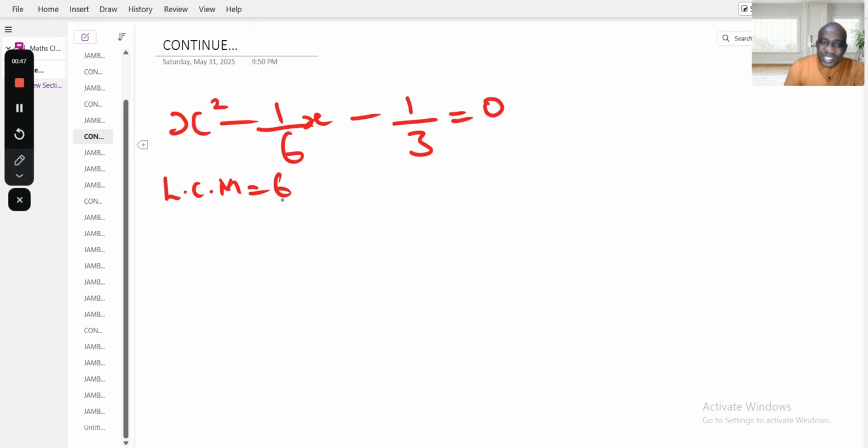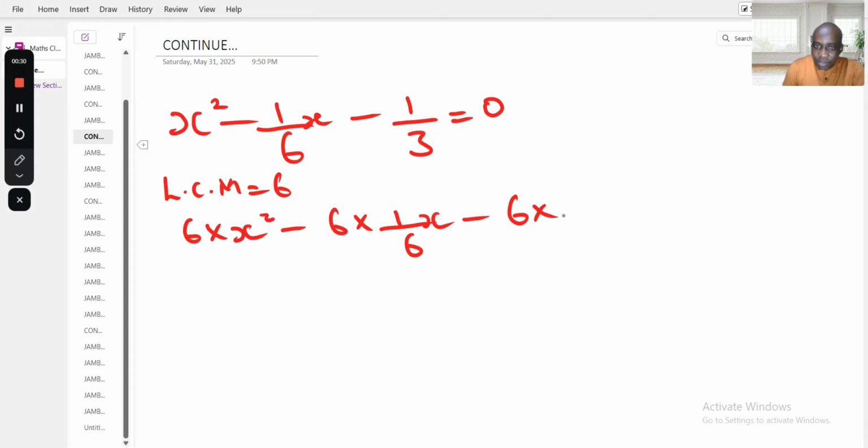Now you use this 6 to multiply each one. This one, this one, this one, and this one. Let's go. 6 multiplied by s raised power 2 minus 6 multiplied by 1 over 6x minus 6 multiplied by 1 over 3 equals to 0. Now let's divide. How many 3 can we see here? 1. How many 3 can we see in 6? 2. How many 6 here? 1. Here 1. Now let's rewrite our equation.